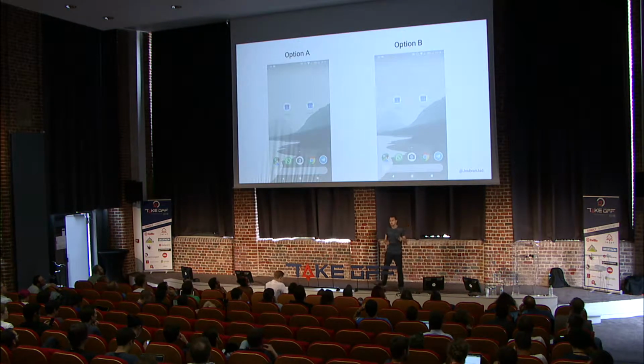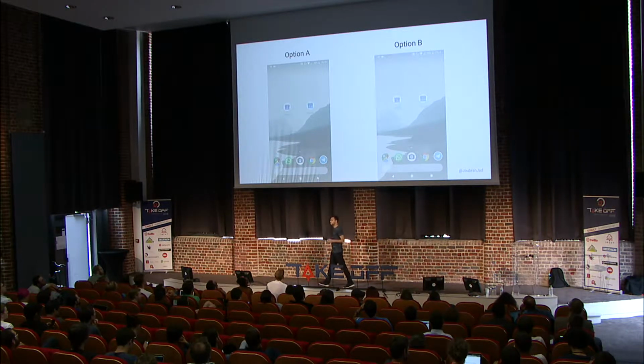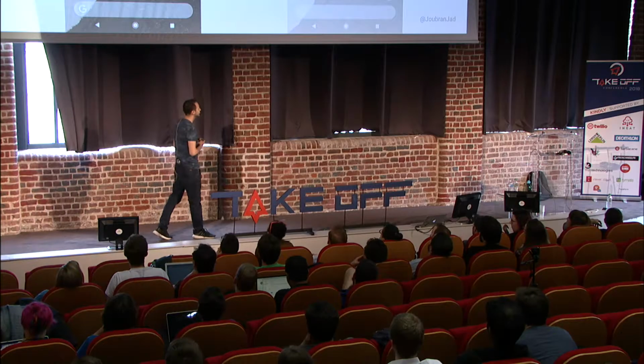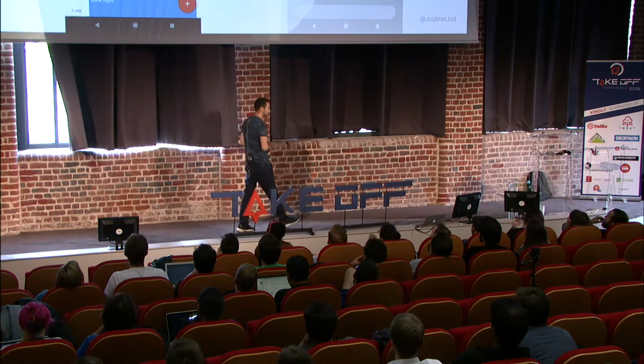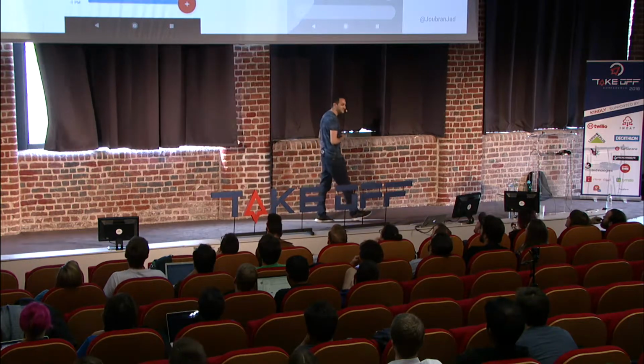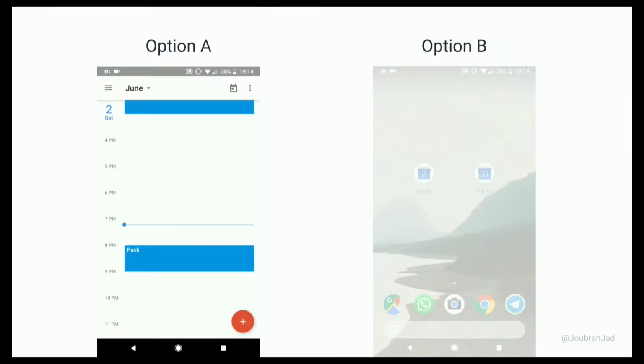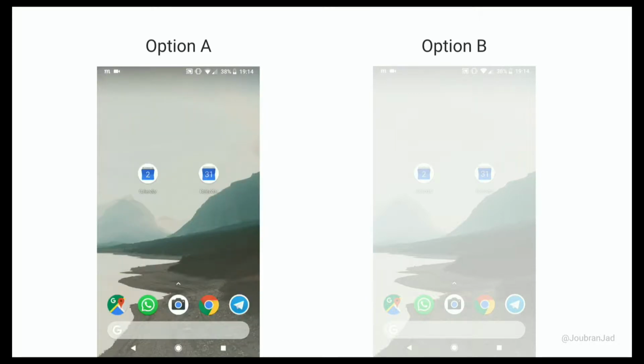Okay. One of these two apps is the native calendar app on Android, and the second one is a website. It's a modern website known as a progressive web app. Let's take a look at option A. Now let's take a look at option B.